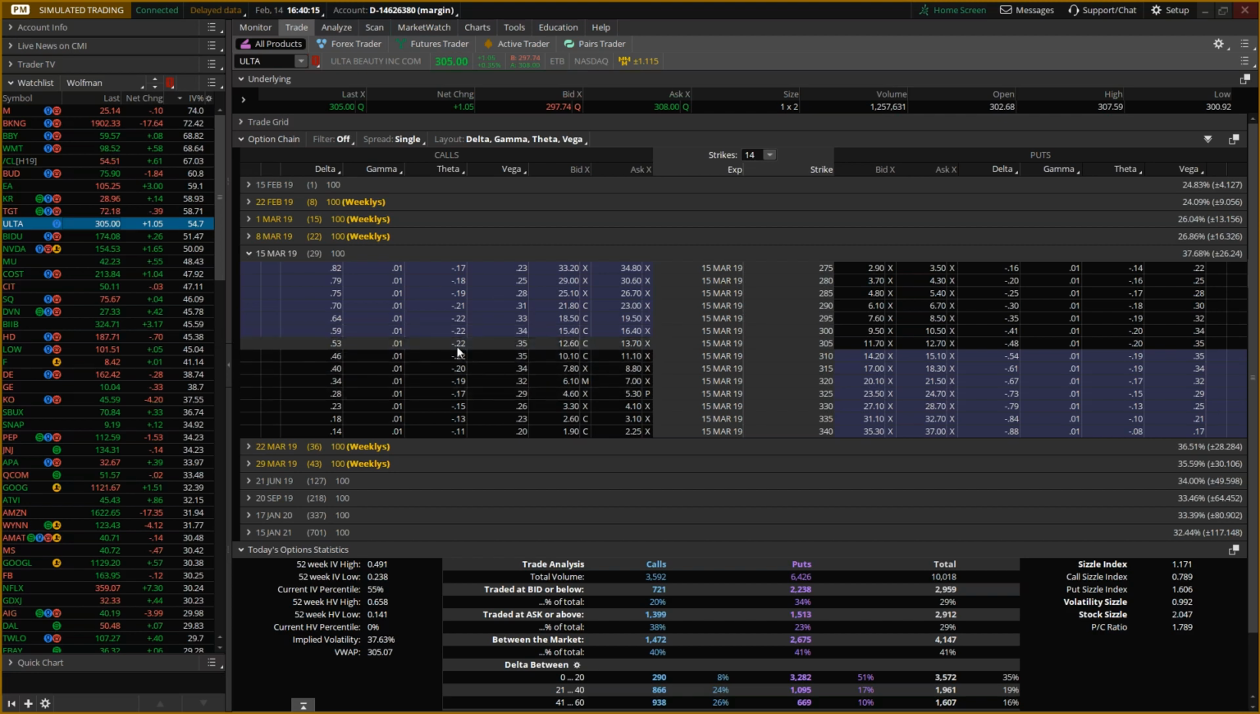We want the premiums always to go down. We want this theta component to come out daily, and we want this volatility component to come out. All right.